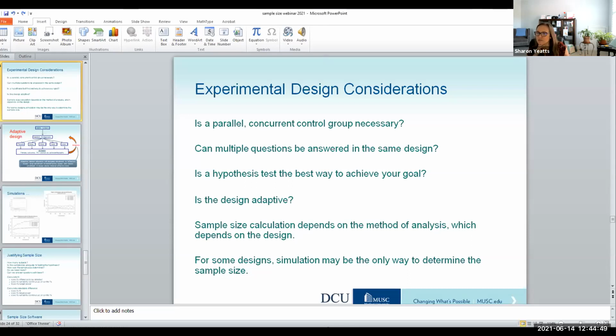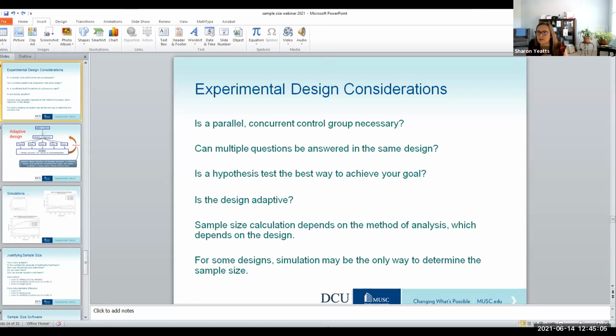Can multiple questions be answered in the same design? Can you address things like selecting a dose and evaluating its futility? Can you do both of those things in the same design? Is a hypothesis test the best way to achieve your goal?